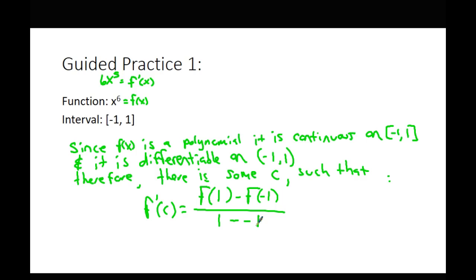Okay, so let's go ahead and finish it up. Why don't you guys take it from here and see if you can find C for me. I'll pause the video and give you a minute to do that. And what did you get? 1. Okay, got you. So he plugged in 1 here and he got 1 minus, what'd you get for f of negative 1? And then on the bottom?